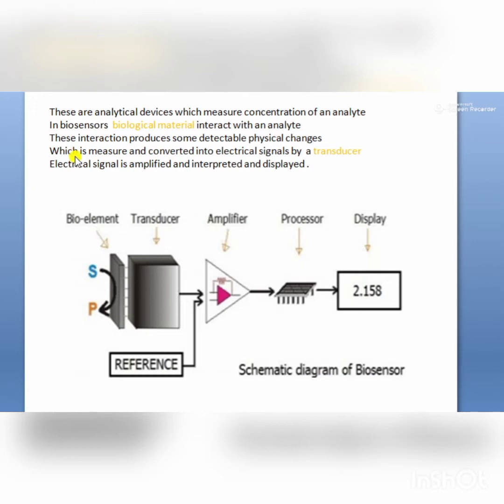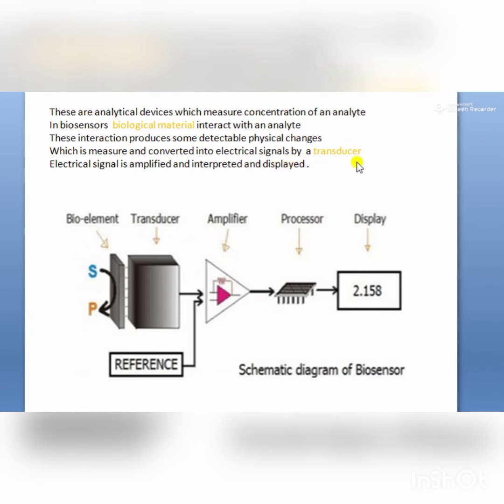As written in the third point, this interaction produces some detectable physical changes. After interaction between the biological materials and analytes, it produces some physical changes, and these physical changes create a physical or electrical impulse or electrical signal, as you see in the third point, which is measured and converted into the electrical signal by a transducer. That means those physical changes are converted into an electrical signal with the help of a transducer.